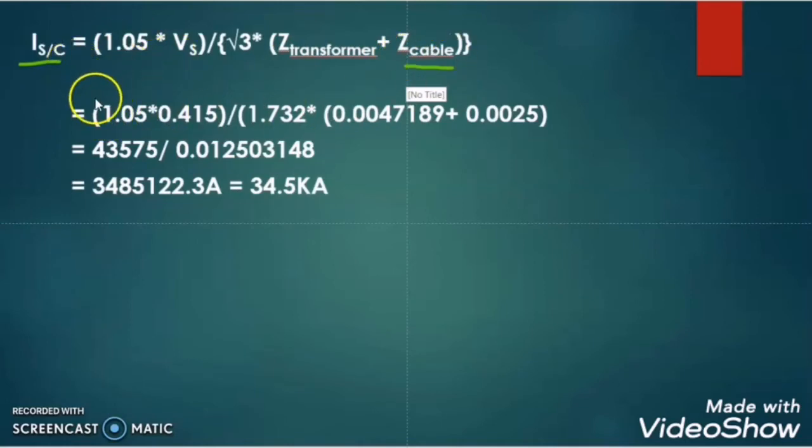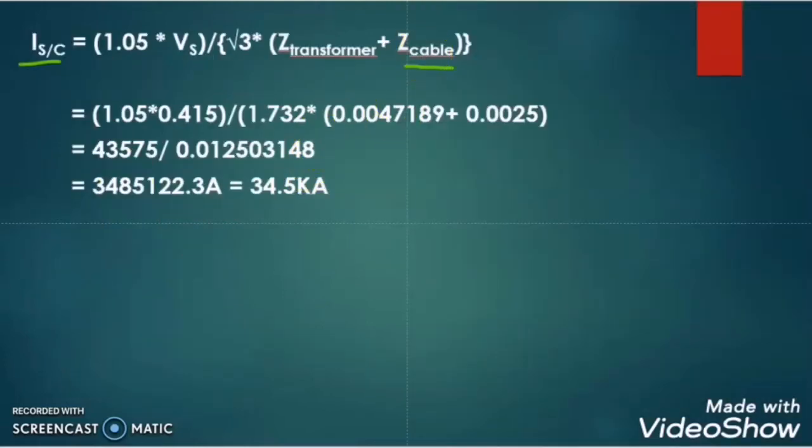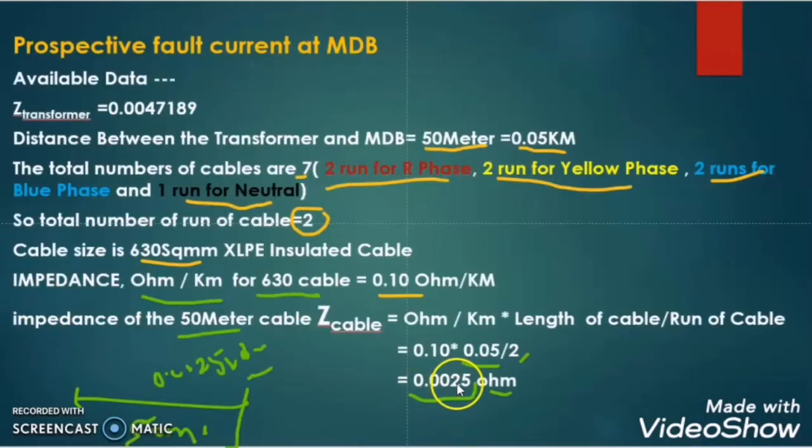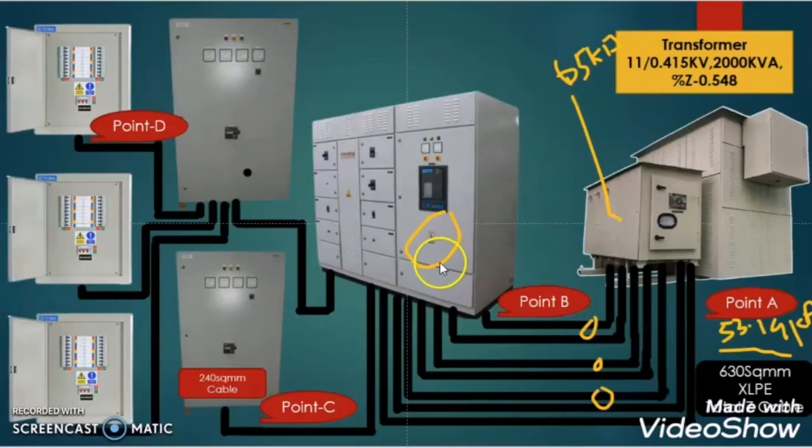When we substitute all the values, 1.05 into secondary voltage 0.415 divided by root 3 into transformer impedance 0.047189 plus the cable impedance which we calculated here, 0.025 ohm, then we will get the value 34.5 kilo ampere.